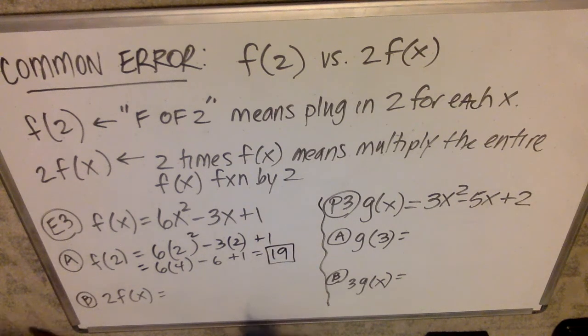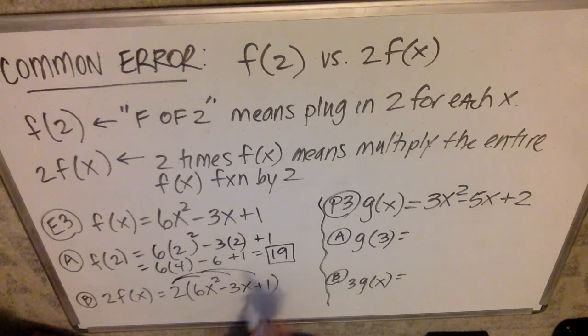Cool. So 2 times f of x, though, will be 2 in front of the entire f of x expression. So I'm going to distribute that 2, and I'm going to get 12x squared minus 6x plus 2. So notice the difference between finding f of 2 and finding 2 times f of x.